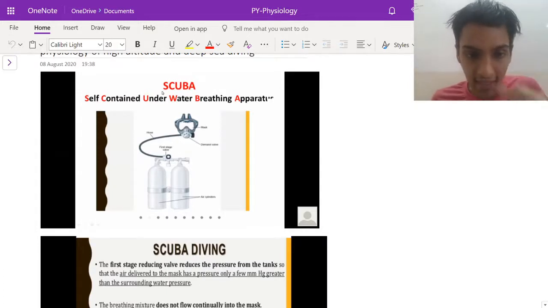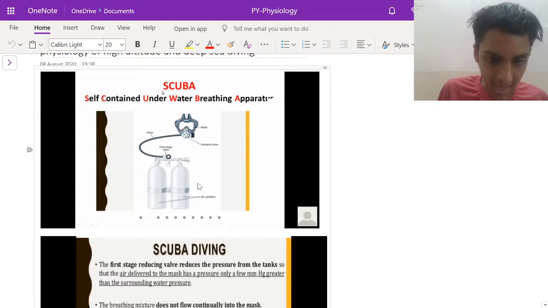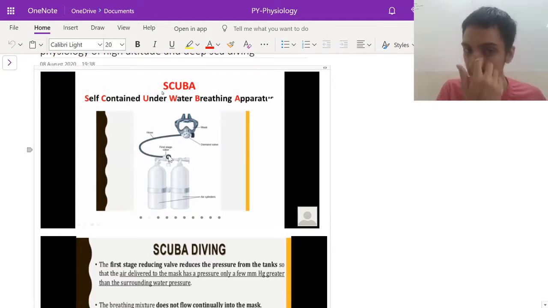So we can see in the diagram, we have the air cylinders here and there is a first stage valve. We have an inspiratory valve and an expiratory valve. Inspiratory valve is for the release of the gases from the air cylinder. Expiratory valve is to release it to the sea bank. So whatever gases which are already inspired will not be inspired again. It will go into the sea.